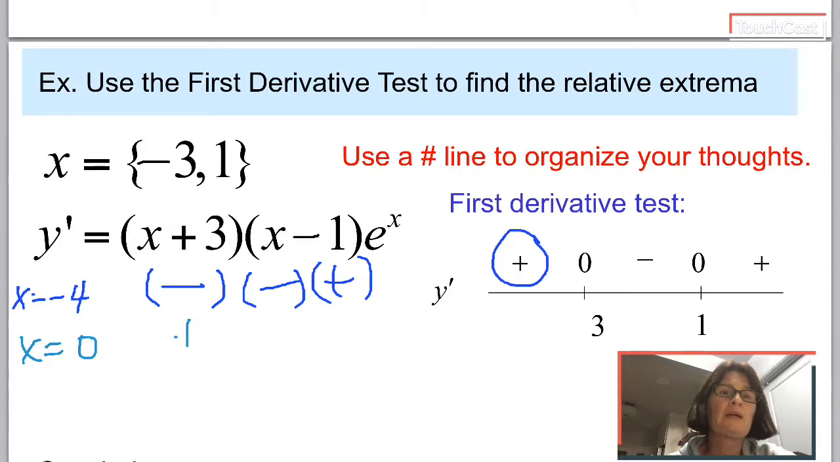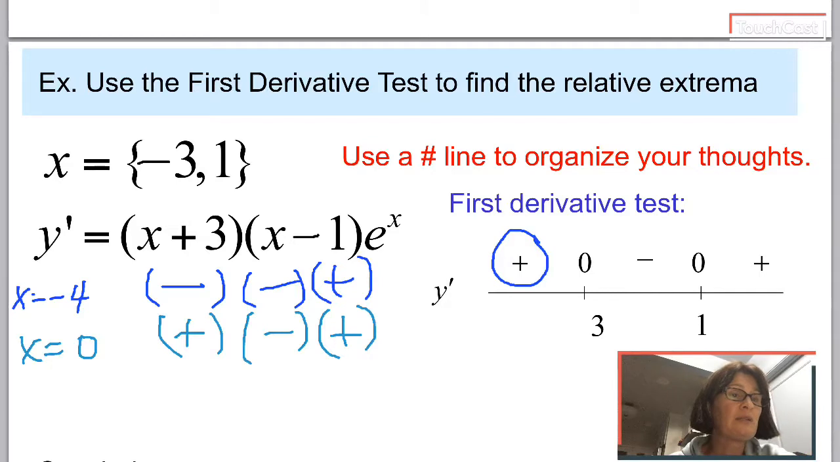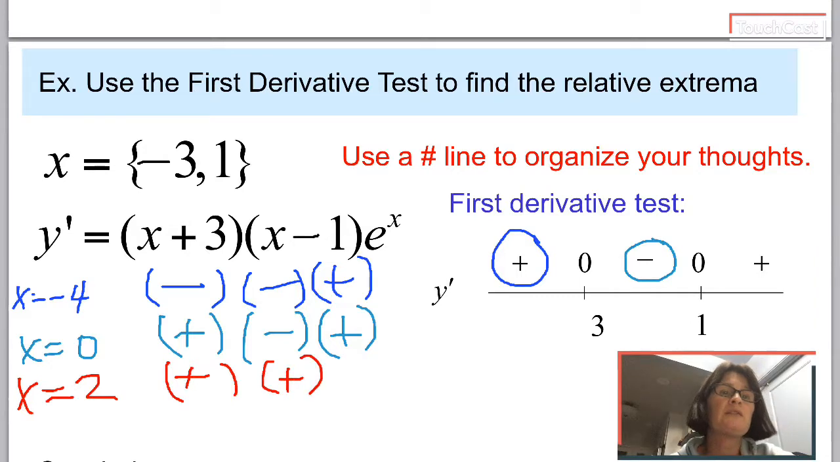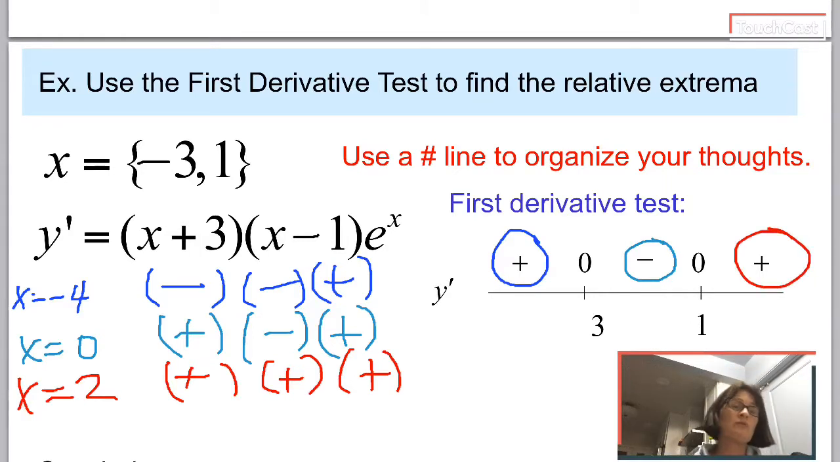What if I test x equals 0? 0 plus 3 is positive. 0 minus 1 is negative. E to the 0 is positive. If I multiply a positive times a negative times a positive, the result is negative. One more number to test. We'll test the number to the right of 1. What if I say x equals 2? 2 plus 3 is 5. 2 minus 1 is 1, which is also positive. E to the 2 is also positive. So I'm going to end up with positive results to the right of 1.